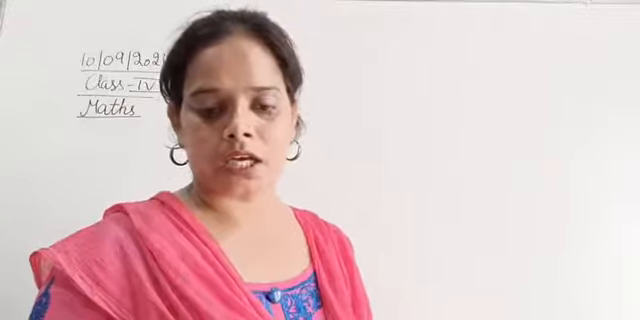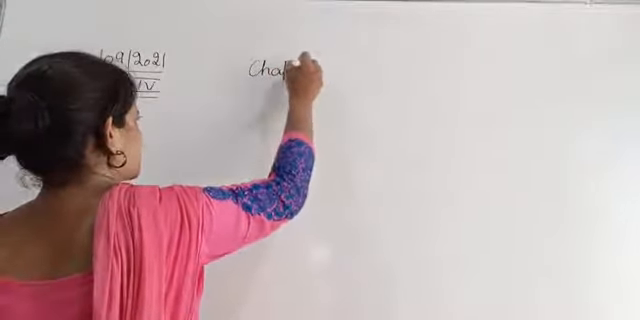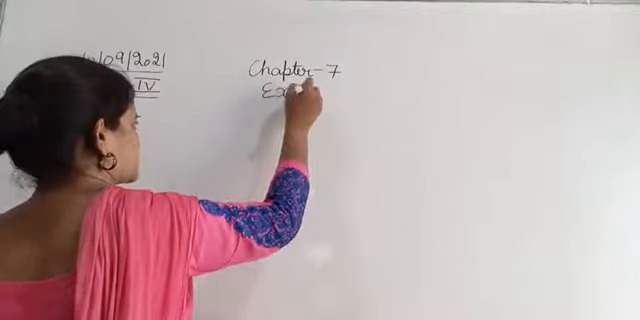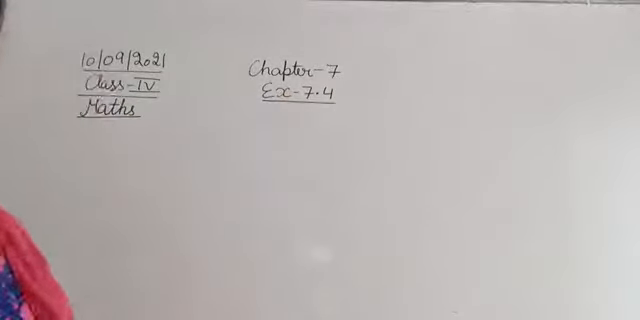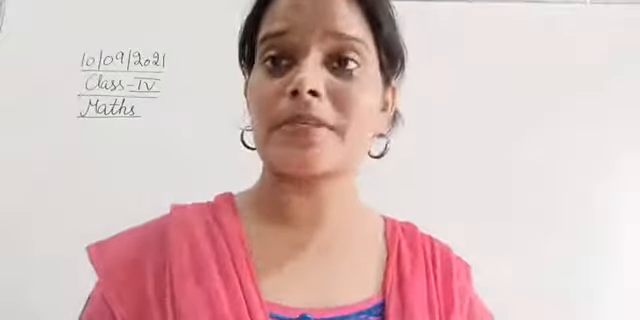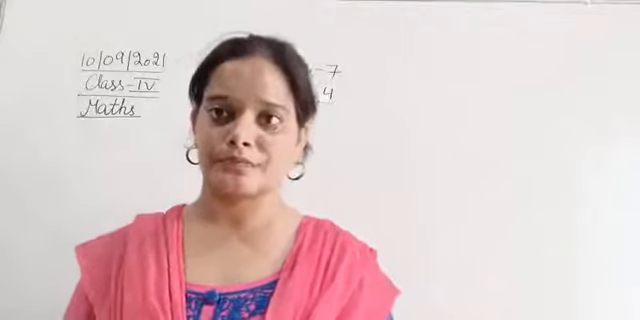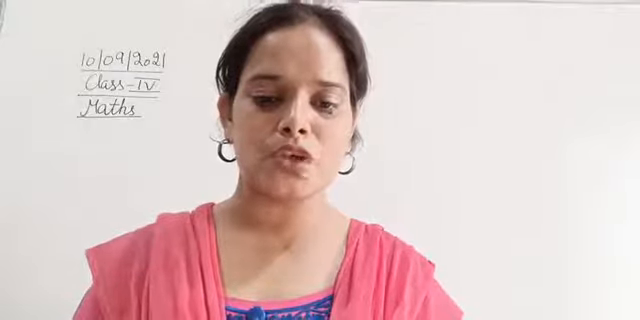All of you open your books at page number 80, exercise 7.4. The chapter number is 7 and the exercise is 7.4. Okay, so the first sum is... when you do one or two sums, any doubt you have regarding multiples will be clear. So the next is: list the first four multiples of 5.